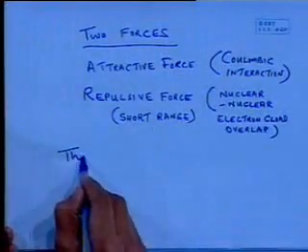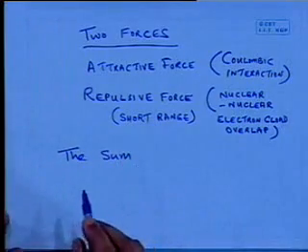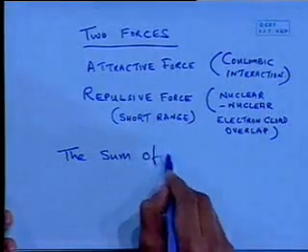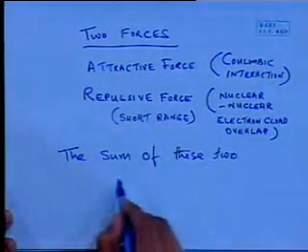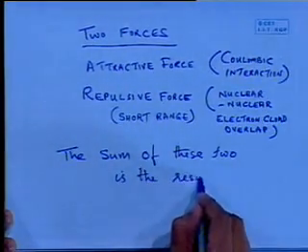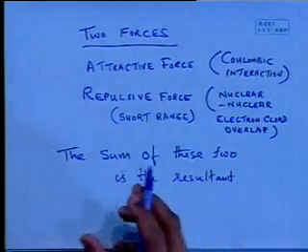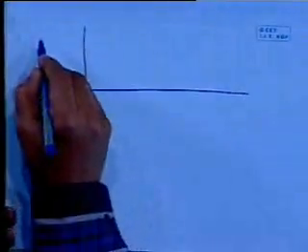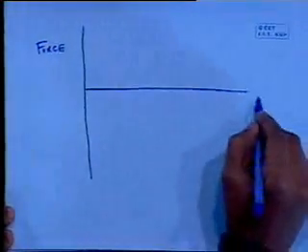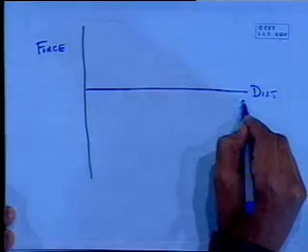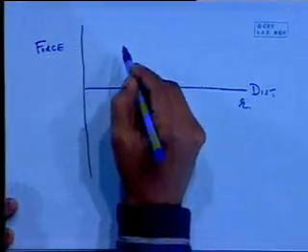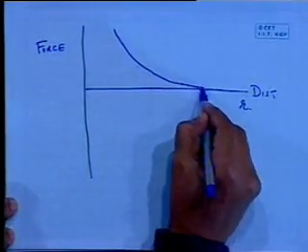And the sum of these two forces is the resultant that determines the bond length and things like that, where the atoms finally settle together. One force is pulling them together and one is repelling. We can sketch for such a system a force versus distance curve. And when we do that, we see there is an attractive force that, let's say, we represent something like that.